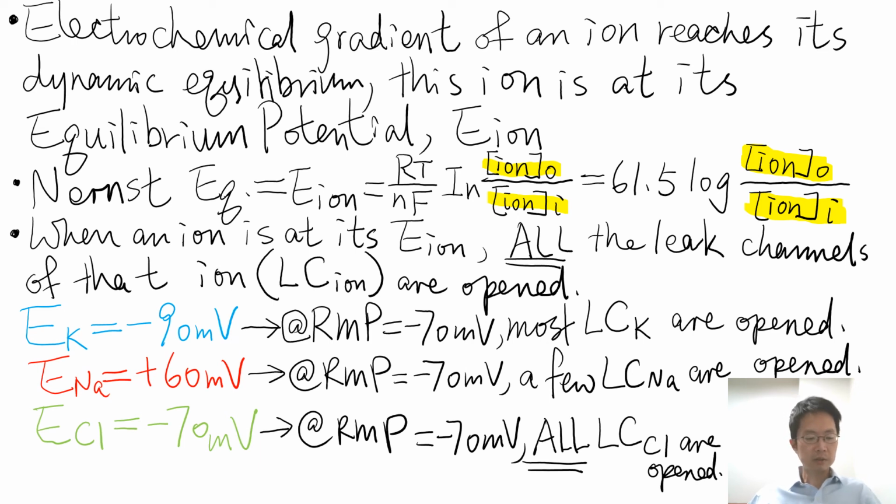But guess what? You may think that if it is the case, chloride should be the one that contributes the most to the resting membrane potential. Is it true? No. The truth is that it is actually the potassium leak channel, or the potassium leak current, that contributes the most to the resting membrane potential. Let's talk about it in the next slide.